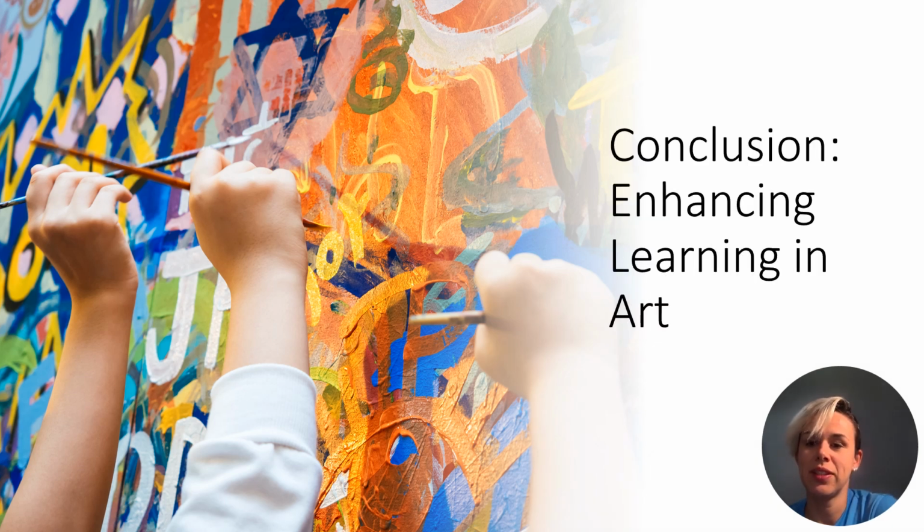In conclusion, the application of cognitive science principles in the art classroom has enhanced student learning, engagement, and retention. By integrating strategies like spaced retrieval, dual coding, and metacognition, we can better support our students as they grow both creatively and academically. Thank you for watching.